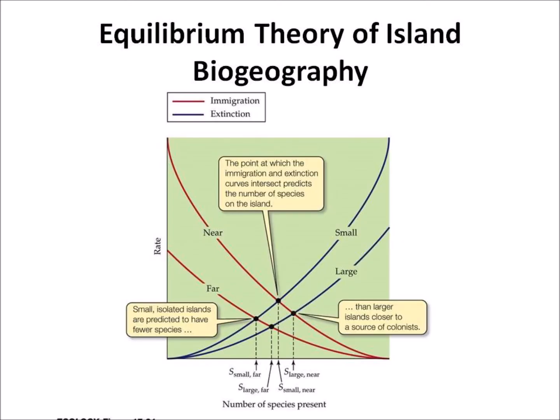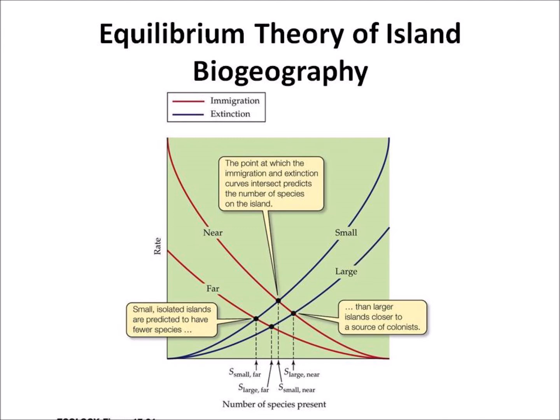It's going to stay at this number where your immigration and extinction curves intersect. So that equilibrium number of species, where those curves eventually intersect, the number of species that can be supported on an island, is going to vary based on, you guessed it, island size and degree of island isolation, so how close that island is to the mainland. And with the basic model for equilibrium theory of biogeography, island isolation is going to be related to your immigration curve, and island area is going to be related to your extinction curve.